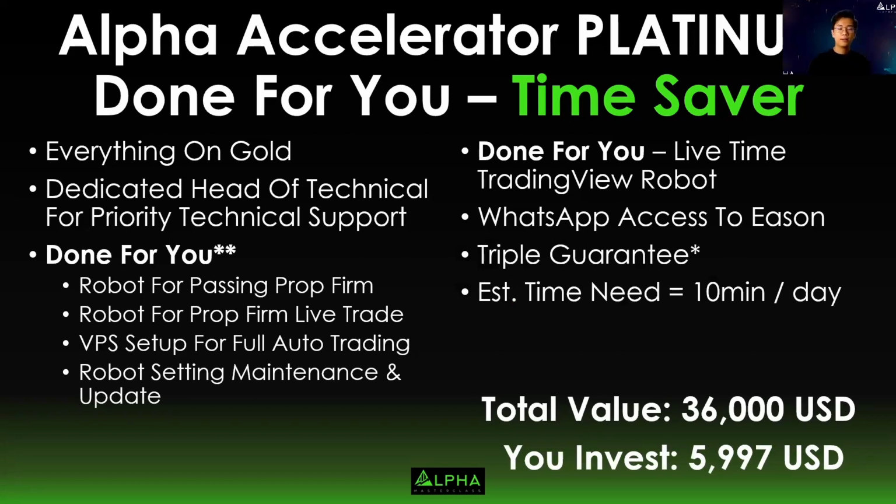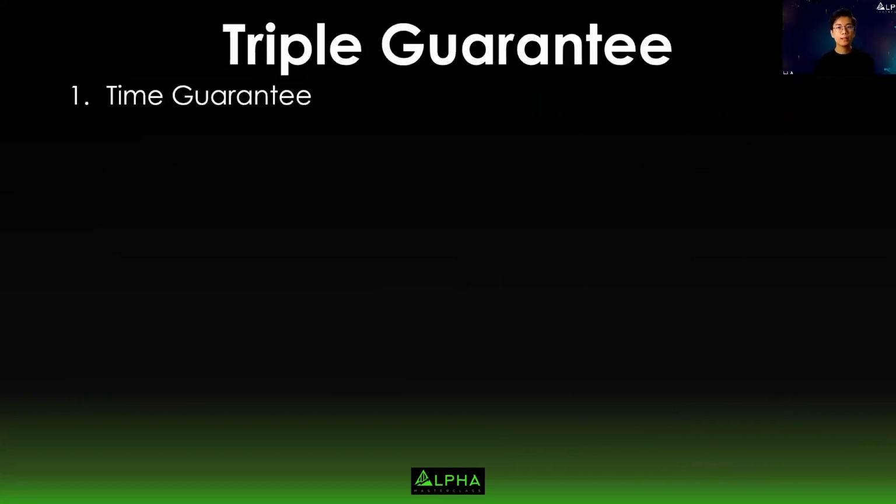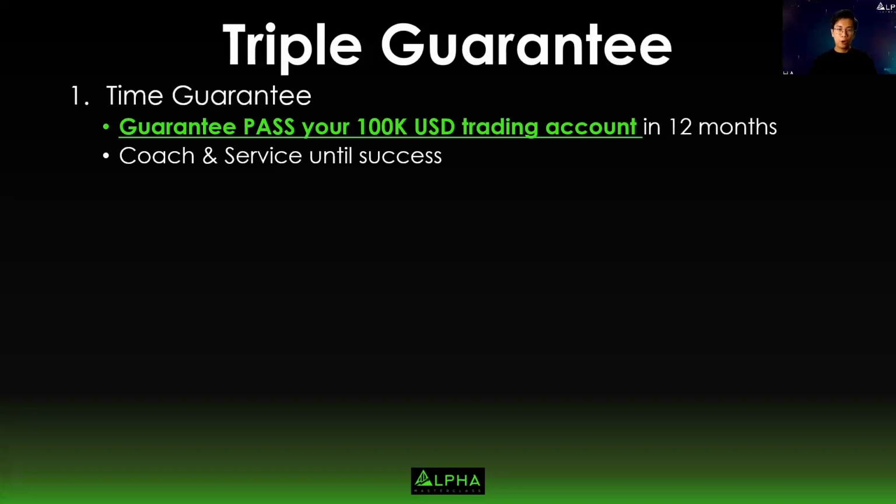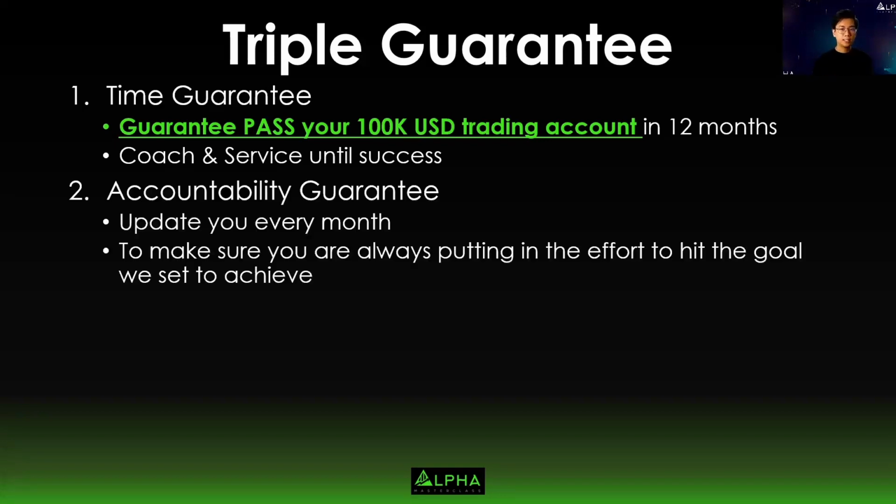Now, in terms of the triple guarantee, what you're going to be guaranteed on is, number one, the on-time guarantee. Over here, we will guarantee you to pass your first $100,000 account in the next 12 months. We will make sure that you do achieve your $100,000 account in the next 12 months, only for part of this Platinum package. And I will coach you until success, meaning that I will keep you accountable and update you every single month.